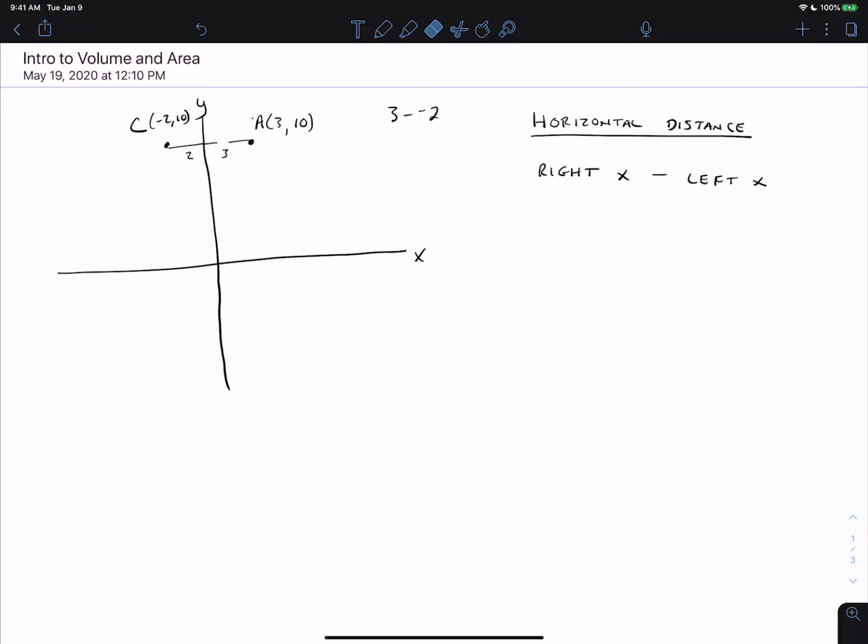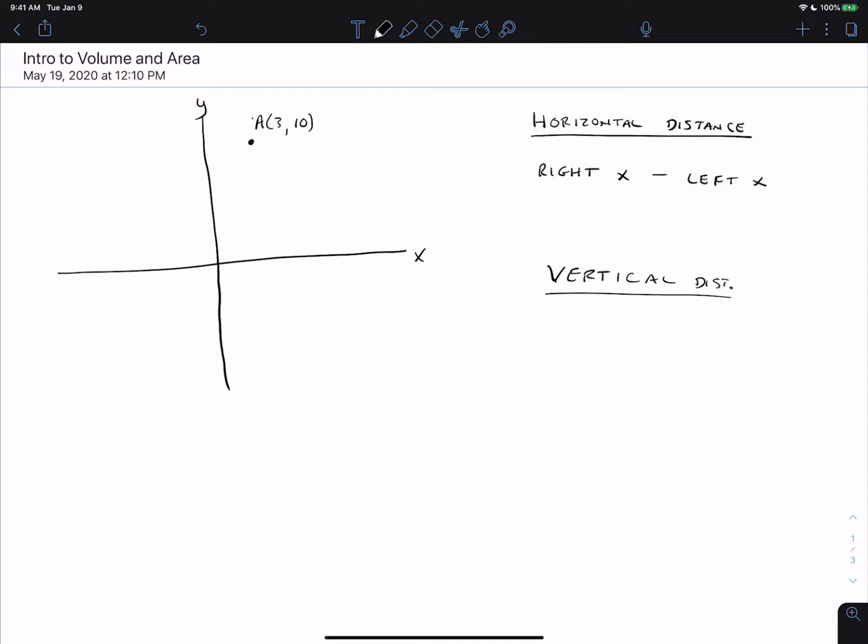If both of the points have negative values of x, it also works. So if I have a point D that's at (-9, 10), then the distance there is 7, and we could compute that by doing -2 minus -9. And so as long as the distance is precisely horizontal, meaning it's exactly right to left, they're at the same y coordinates, then the distance between 2 points can be found by taking the x on the right minus the x on the left. Vertical distances can be done in a similar way.